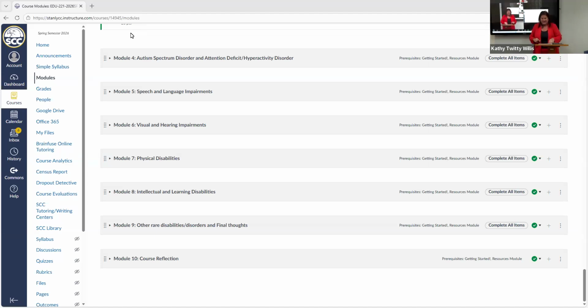Speech and language impairments. So when you think about speech and language impairments, there's a wide, vast world. You've got some children who have selective mutism, who don't speak at all. You've got some children who don't understand speech. You've got some children who physically cannot speak.